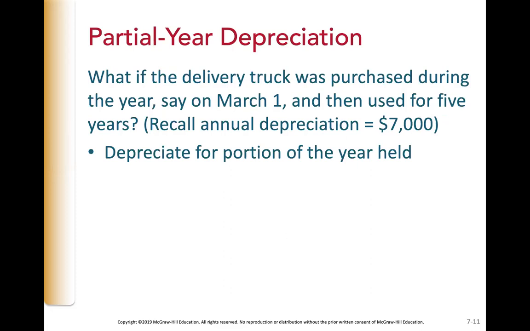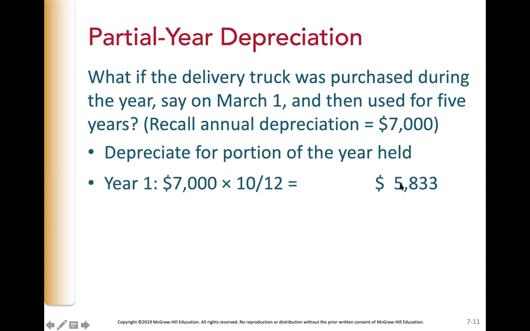In the first year, we only need to depreciate for the portion of the year they actually owned the asset. They didn't own the delivery truck for 12 out of 12 months. How many months did they actually own the delivery truck? March, April, May, June, July, August, September, October, November, December. They owned it for 10 out of the 12 months. Beginning of the month, include the month. If this had said March 31st, you would not include the month, but this is the beginning, so include it.